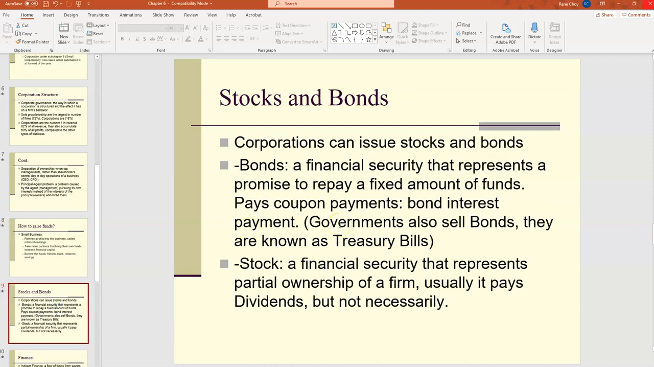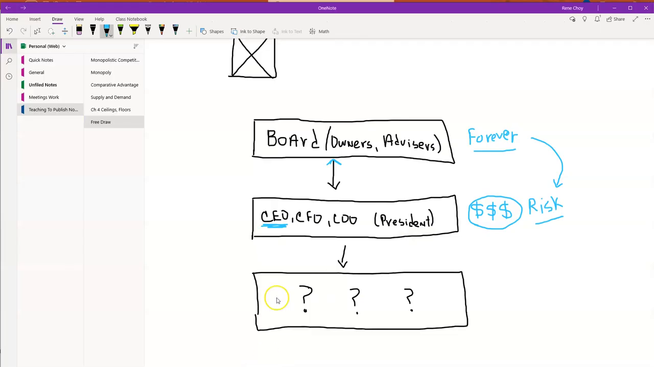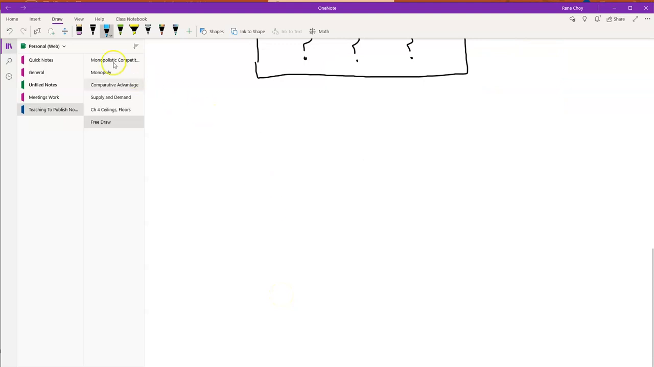All right, now let's talk about what exactly are stocks and bonds. Corporations can issue stocks and bonds. A bond is a financial security that represents a promise to repay a fixed amount of money in the future. And a stock is a financial security that represents partial ownership of a company. Usually it pays what we call dividends, but not necessarily. All right, so let's talk a little bit about the difference between them.